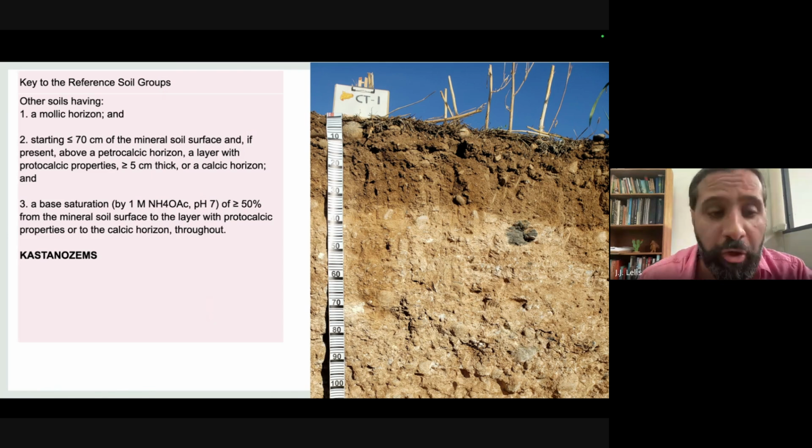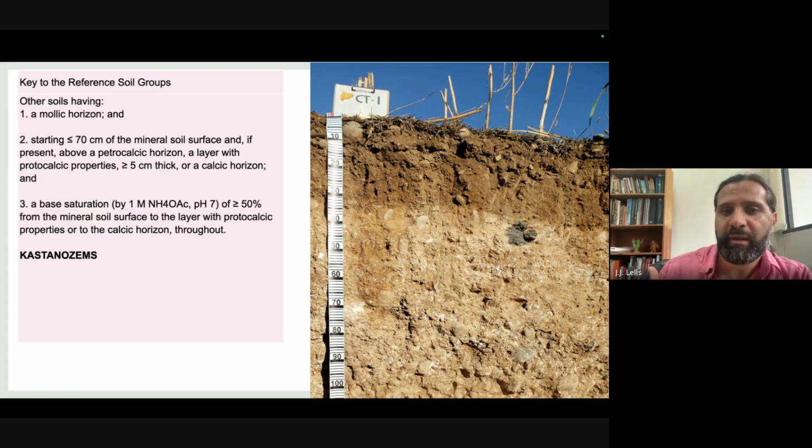If a soil cannot be classified as a chernozem, maybe it could be classified as a kastanozem. A kastanozem is a soil with a mollic horizon. In this case, you must remember the mollic horizon is less extreme than the chernic horizon. So it also demands high thickness.